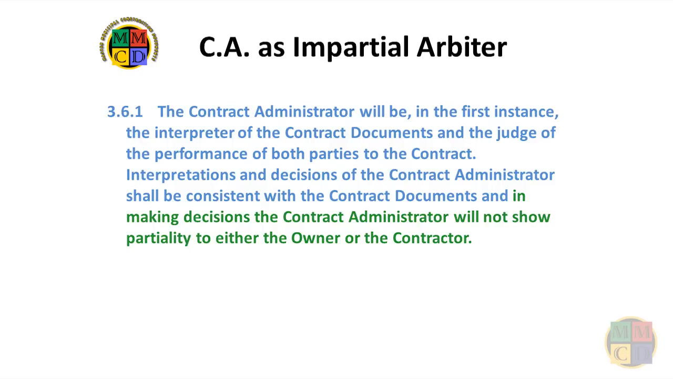Obviously, if a contractor complains to the CA that the owner is not following the contract, and, after investigating, the CA agrees, then there may be consequences which the owner would just as soon not encounter. Let's consider a couple of examples.